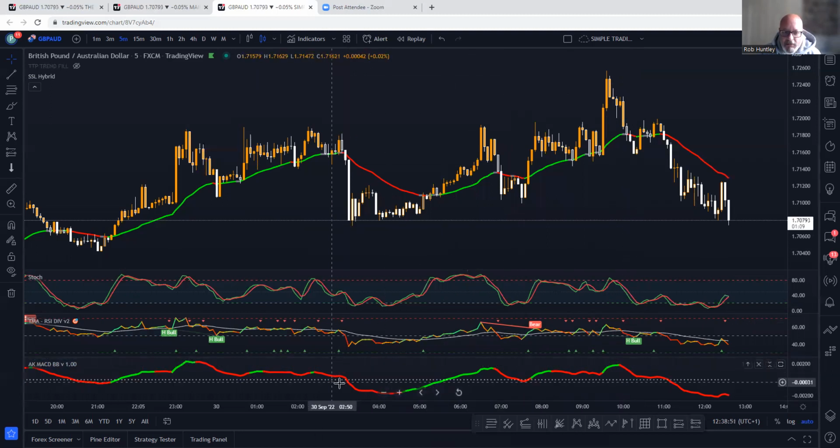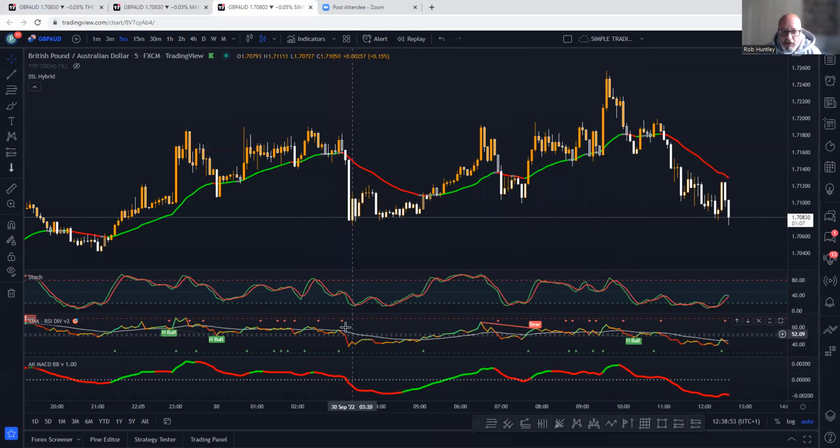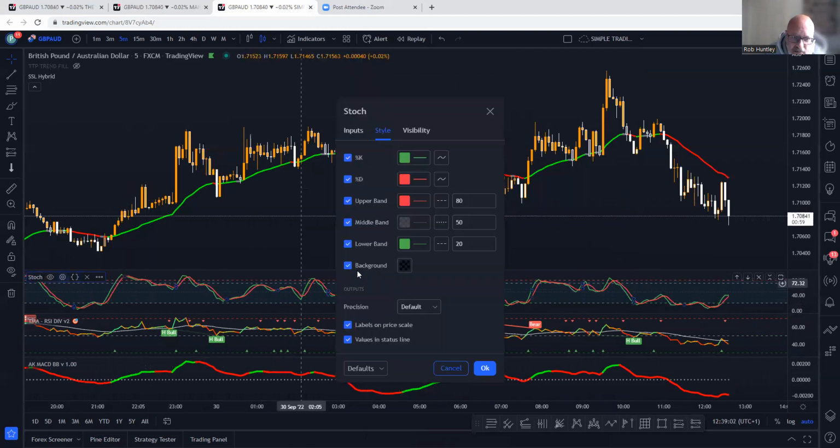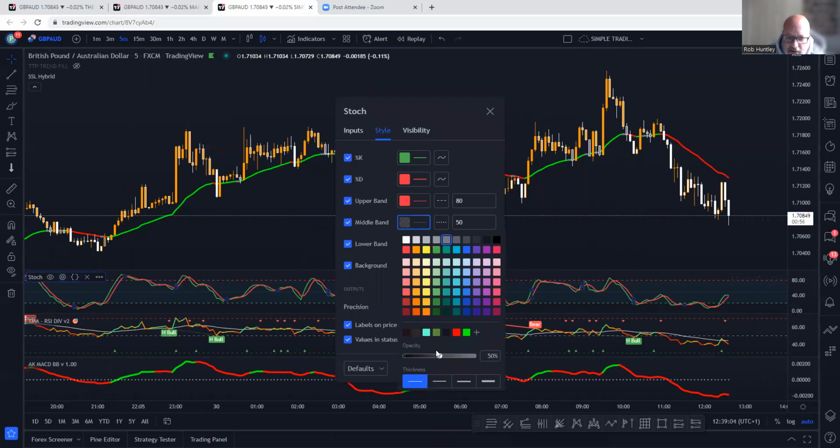So we're looking for this again, which is very similar to the RSI divergence and possibly even the stochastic there as well, where in fact you can change the stochastic so that the middle level is a little bit clearer on that as well.